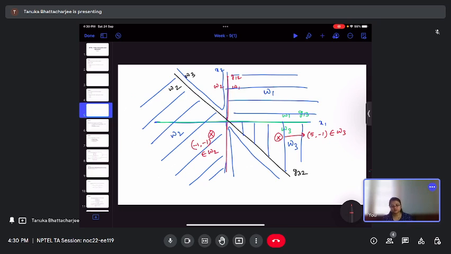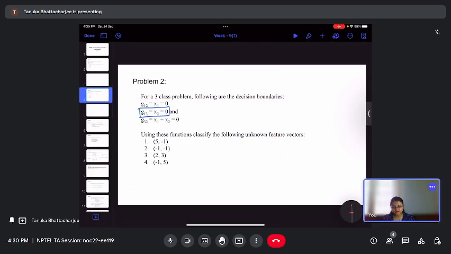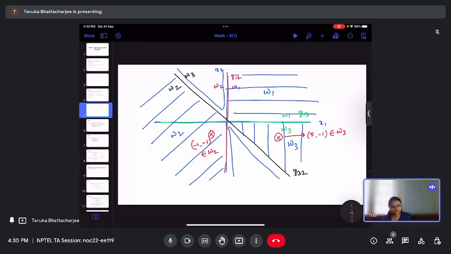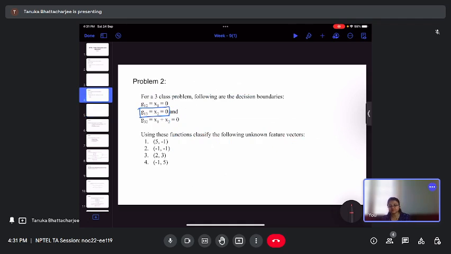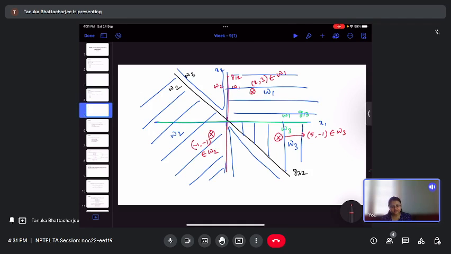The third point is 2 3. 2 3 is in the first quadrant, somewhere let us say here. The first quadrant belongs to class omega 1. So, 2 3 also belongs to class omega 1. And the last point is minus 1 5. That will be somewhere in this region. So, this is an ambiguous point for this particular set of decision boundaries. Minus 1 5 is an ambiguous point.